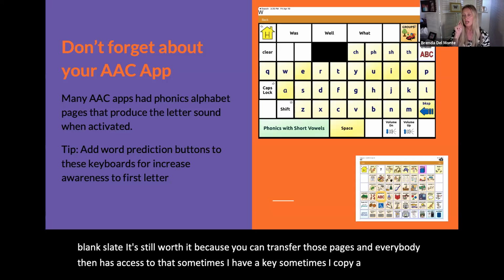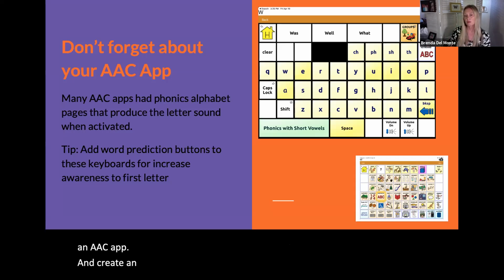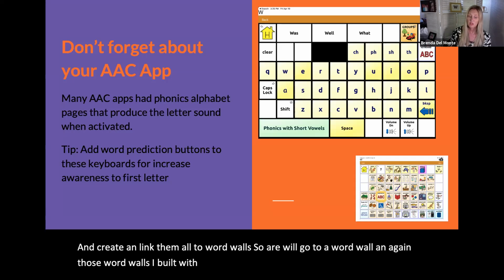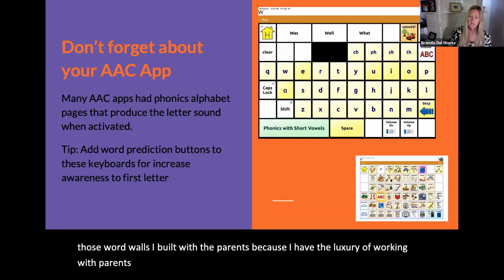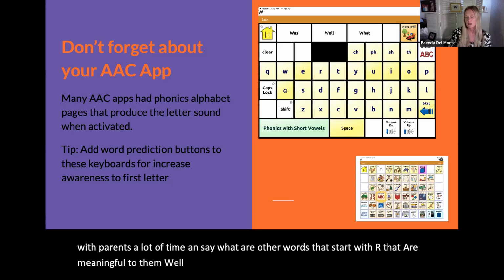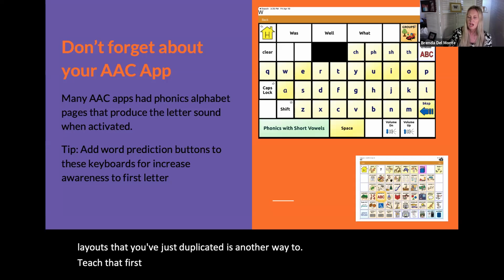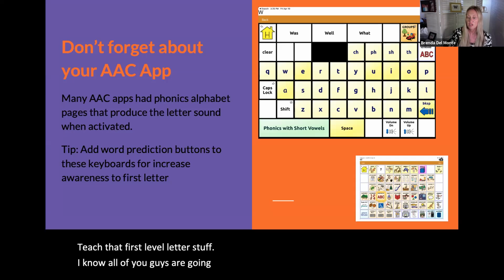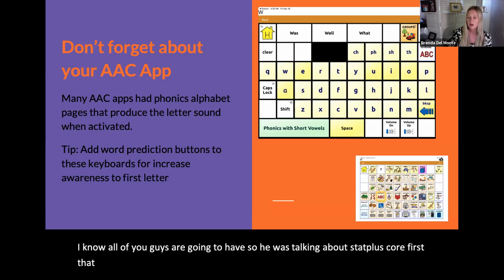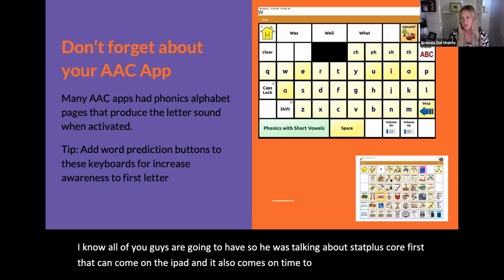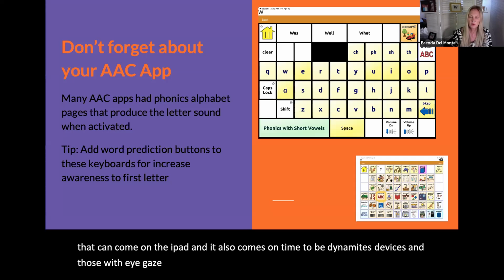Sometimes I copy a keyboard in an AAC app and link all the letters to word walls. So R will go to a word wall. And again, those word walls I build with the parents, because I have the luxury of working with parents a lot of the time, and ask, what are words that start with R that are meaningful to them? Oh, well, his favorite thing is his robot. That might not be anybody else's word, but it makes sense for him. So building word walls off of QWERTY layouts that you've just duplicated is another way to teach that first letter stuff. Heidi was talking about Snap Plus Core First, which can come on the iPad, and it also comes on Tobii Dynavox devices and those with eye gaze. So it's a versatile program.